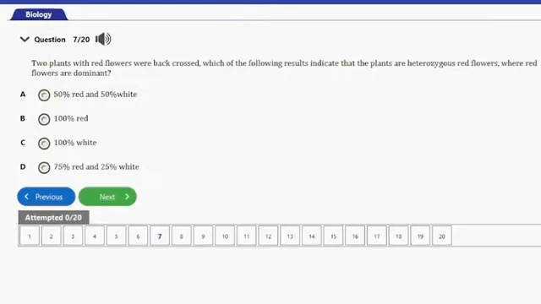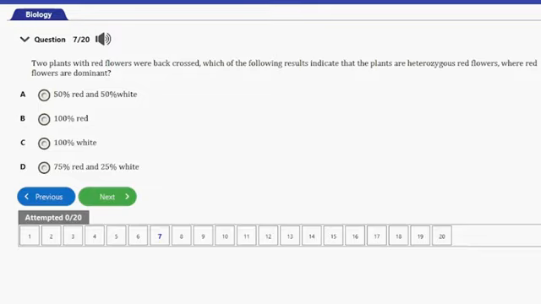Question number 7 here. It says two plants with red flowers were backcrossed. Which of the following results indicates that the plants were heterozygous red flowers, where red flowers are dominant? A 50% red and 50% white, B 100% red, C 100% white, D 75% red and 25% white. So guys, the answer to this question is option D here.